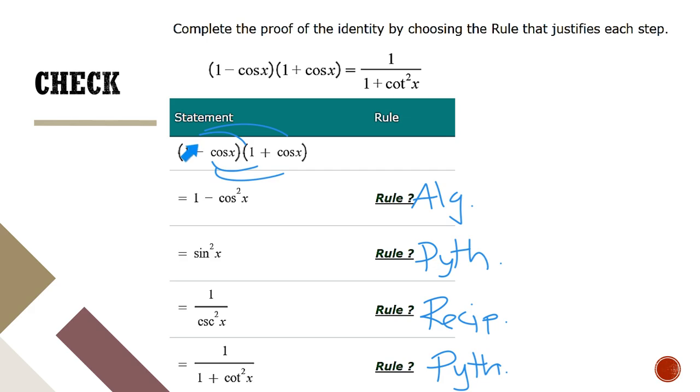So as you can see, we had to distribute all of that out, and it simplifies to 1 minus cosine squared, which is just algebra. We just distributed it. We got that. Now this is actually sine squared, which is a Pythagorean identity. Then we flipped it upside down using reciprocals, and then we would use a Pythagorean identity again. Cosecant squared is 1 over cotangent, which is Pythagorean identity again.